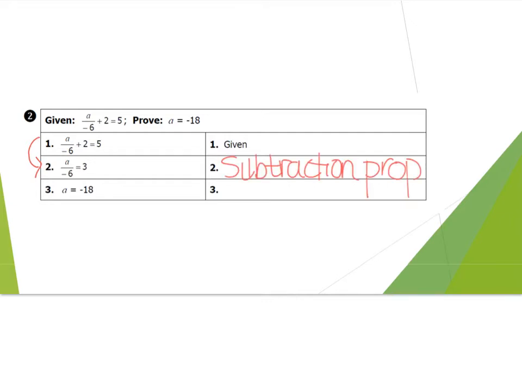Now let's take a look and see what's going on as we move from step 2 to step 3. I noticed I had a negative 6 in the denominator and it's gone. However, I can see that each side was multiplied by 6. Which property is that? That is the multiplication property. Sometimes students will call it the multiplicative inverse, and that's completely acceptable. Let's move on.